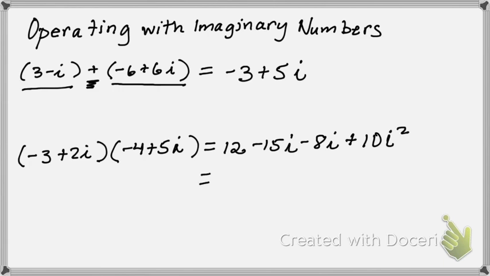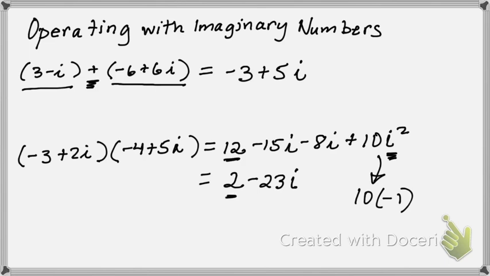And that's 12 minus 10 is 2. And then -15 minus 8 is -23i. And I might have glossed over that. I don't know how quickly I glossed over that, but there's the i squared, right? So that's 10 times -1. And then that gave me the -10, which added to 12 gave me 2.